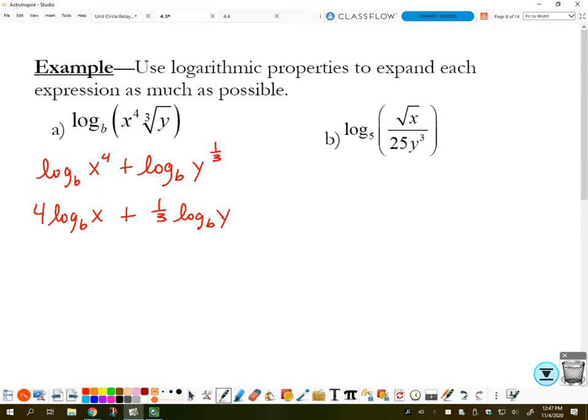Alright, for the next one, you have a fraction, you have division, so we're going to first split it with subtraction, and again, I'm going to change the square root to x to the 1/2. Then we have minus log base 5 of 25 y to the 3rd. Alright, so here I can pull the 1/2 out front.